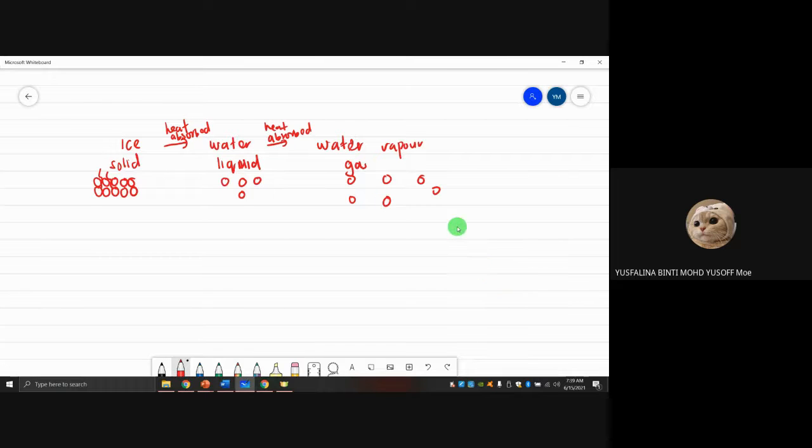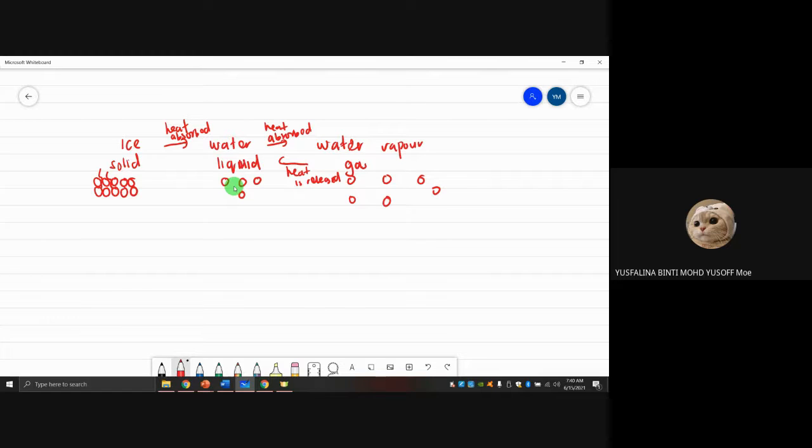Okay, all right, so how about when the gas changes to liquid? When the gas changes to liquid, or water vapor changes to water, for this one the heat is released. So when the heat is released, it is to form the new molecule bond. You can see here from the gas to liquid, it now wants to move closer to each other, so it needs to form a bond. That's why when heat is released it will form a bond, so now it will be much closer to each other.